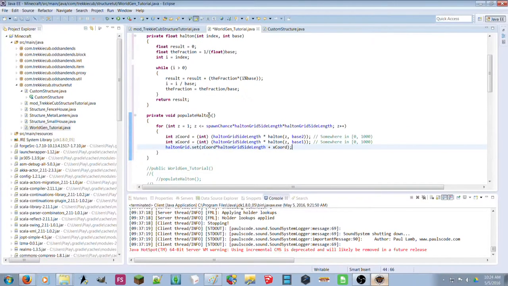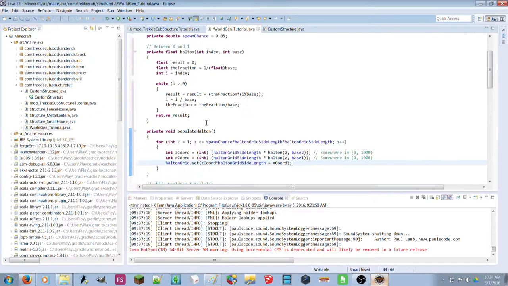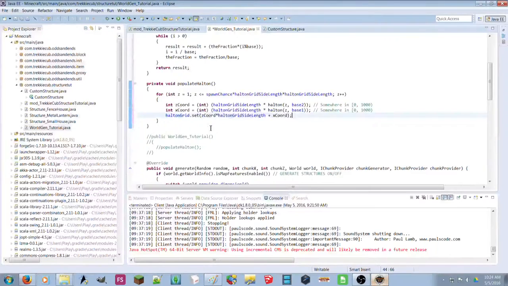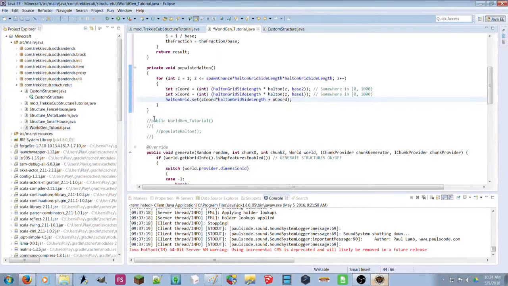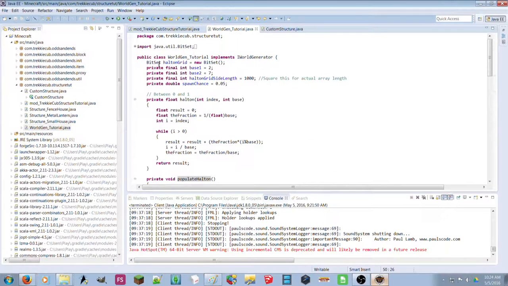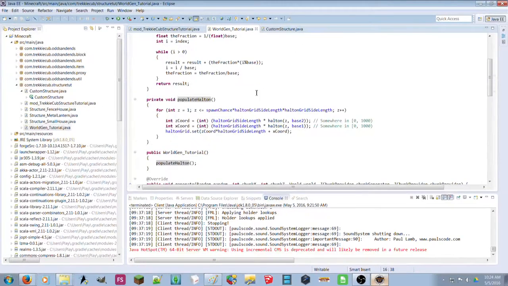So now that we've got a function that uses populate Halton, we need to actually use the populate Halton function. The way we're going to do that is create a constructor for a WorldGen tutorial. We haven't needed to do one so far, but since we are doing something that should only be done once, anytime you create a world generator, you are going to do this populate Halton function when you create the world generator, because you only need one reference array. I might be able to do something with Java to make sure that only happens once. I'm not really sure how, because I'm not all that well versed with Java and visibility and global stuff.